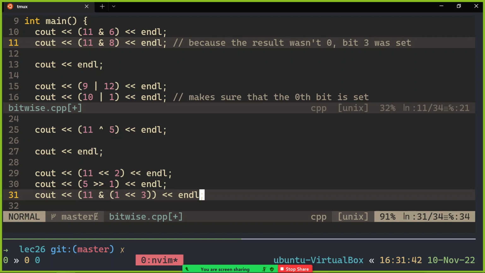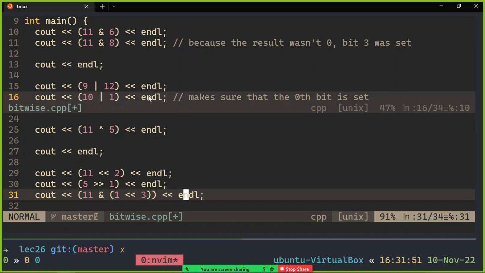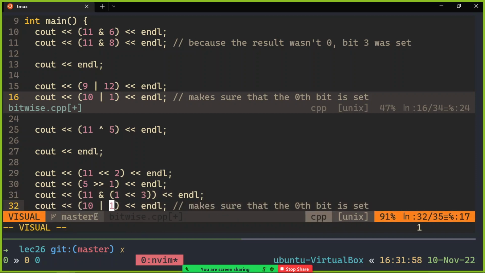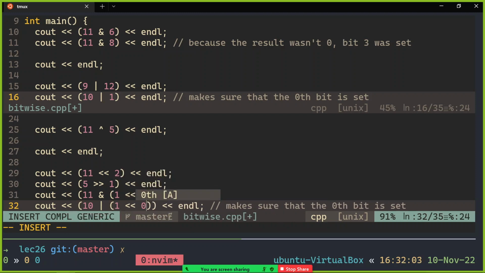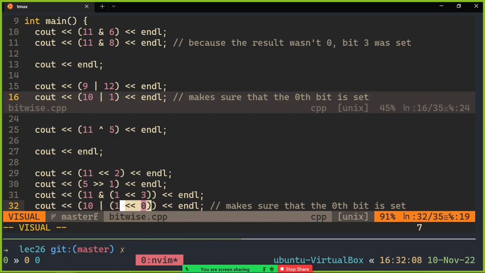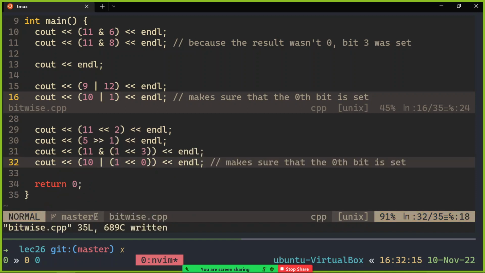Alternatively, if I want to ensure that bit 0 of the number 10 is set, I can calculate the number again. Well, this one's easy to calculate. It's just 1 shifted left by 0. That's the number with the 0th bit set. And so you can do this arbitrarily. You can make a function that checks, hey, is bit I set? And you can just shift 1 left by I. That's one way that you can do it.